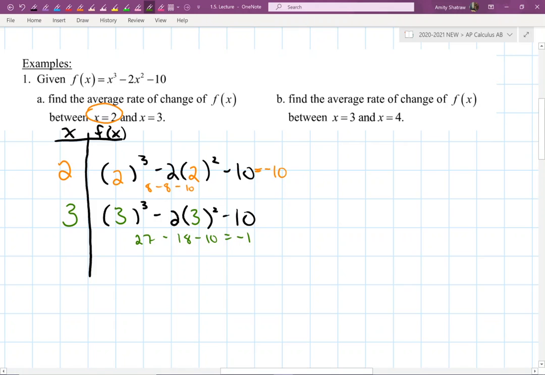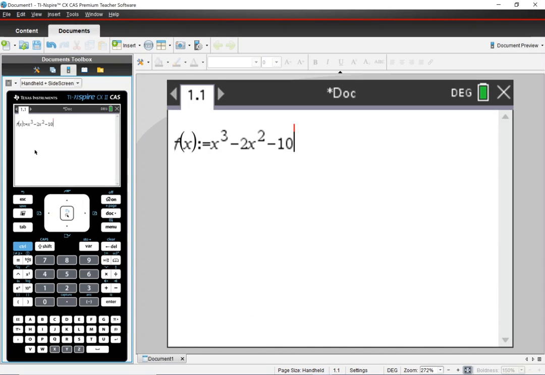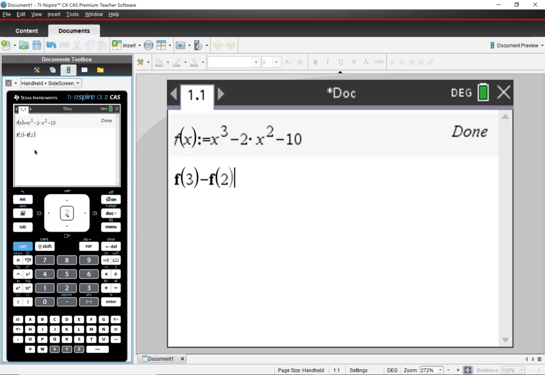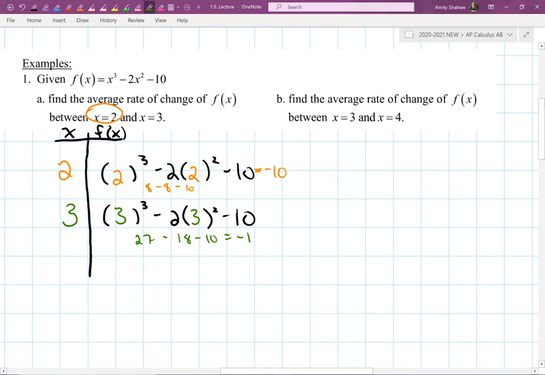What I'm going to end up with here is negative 1. But I did break out the TI-Nspire, and I just wanted to show you how quickly you could do this. f of 3 minus f of 2, and the whole thing divided by 3 minus 2. Boom, that slope will pop right out at you. And I just love that. So I hope that you do feel like using the TI-Nspire from time to time.